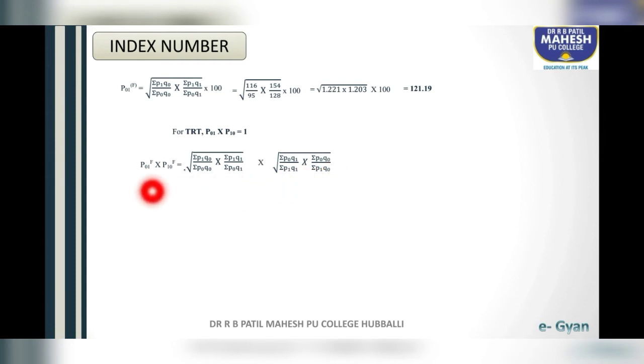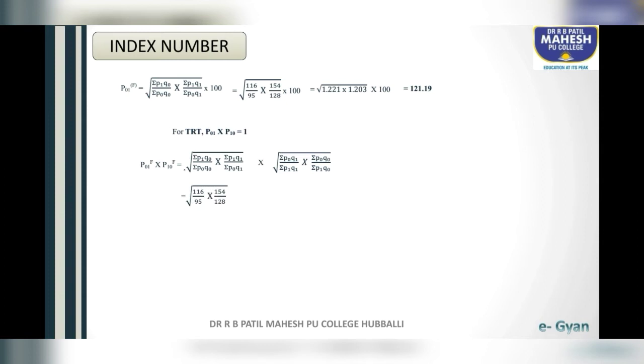How to write P10 of Fisher's? It is P01 and it is P10. Here, students, you replace 1 by 0 and 0 by 1. So P1 becomes P0, Q0 becomes Q1. Then summation P1 becomes P0, summation Q1 becomes Q0. P0 becomes P1, Q1 becomes Q0. So just replace 1 by 0 and 0 by 1.